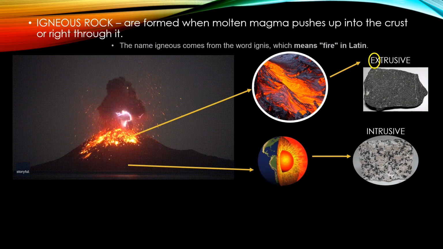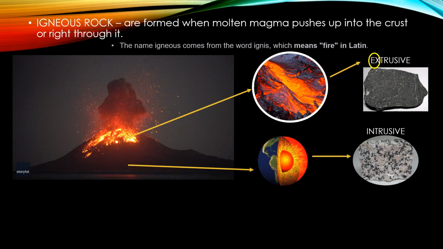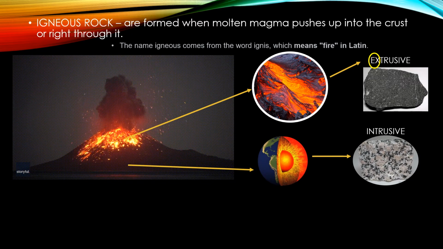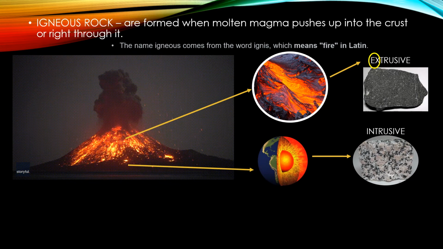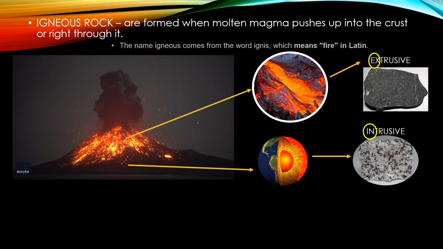So you have to remember, in extrusive, the name itself, ex means outside. So the rocks are outside and hardened, while intrusive, from the word itself, in means inside. So the rocks are hardened inside the inner part of the earth.